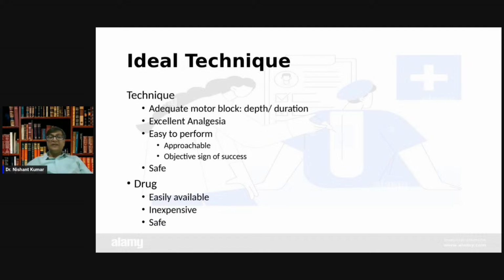So, what is the ideal technique? You should have an adequate motor block with adequate depth and duration for surgery, and excellent analgesia, be it intraoperative or postoperative. It should be easy to perform, so the landmarks or the target should be approachable, and you should be able to see an objective sign of success. Obviously it should be safe without any major complications. Regarding the drugs that we use, they should be easily available, inexpensive, and cause the least toxicity they can.